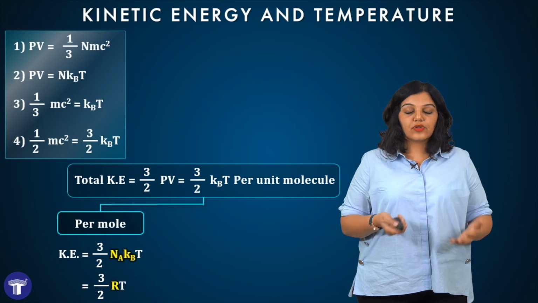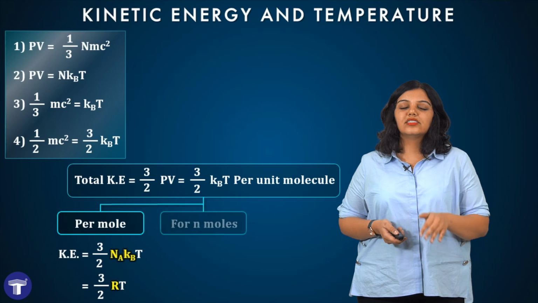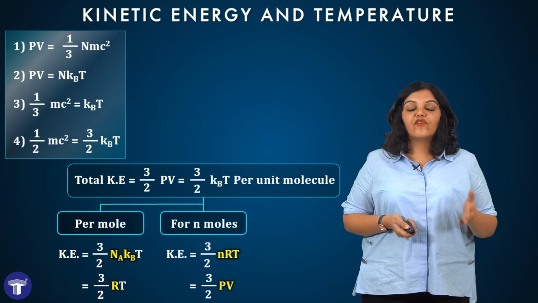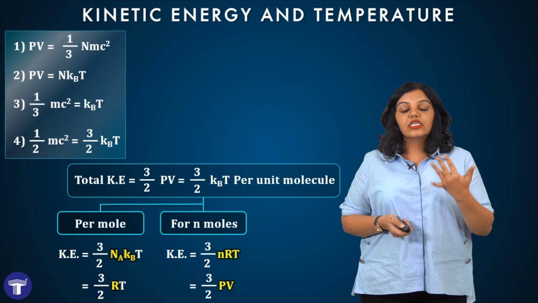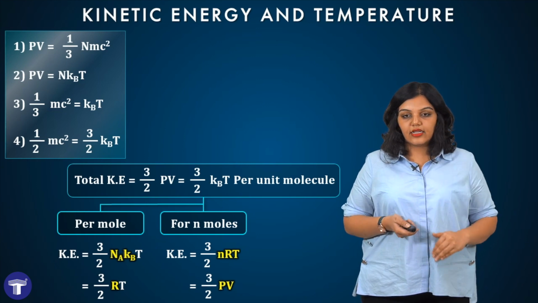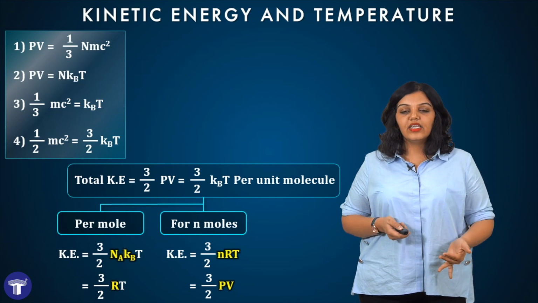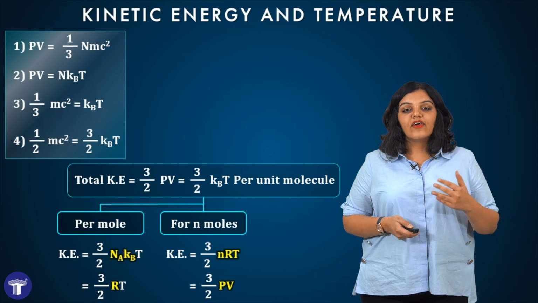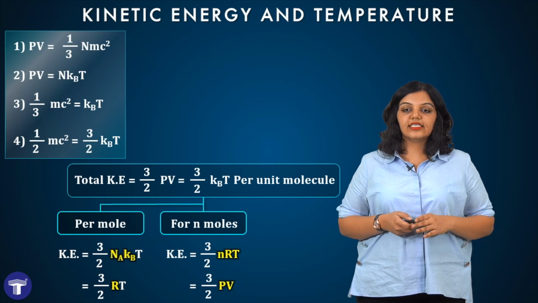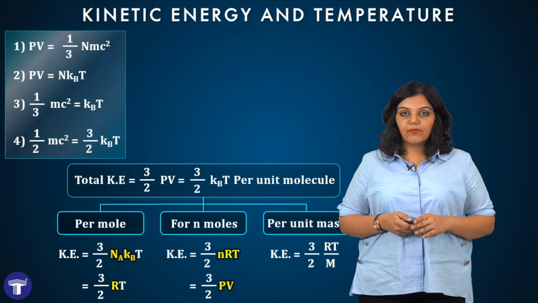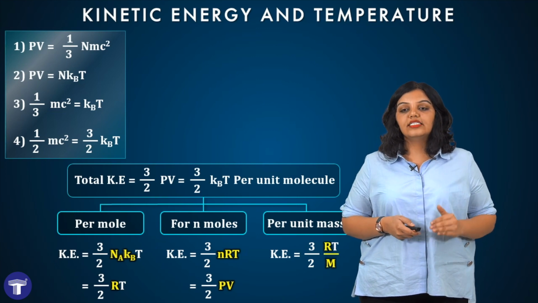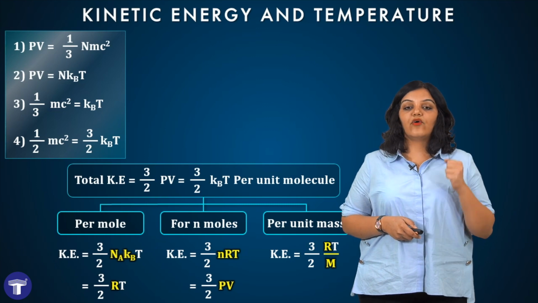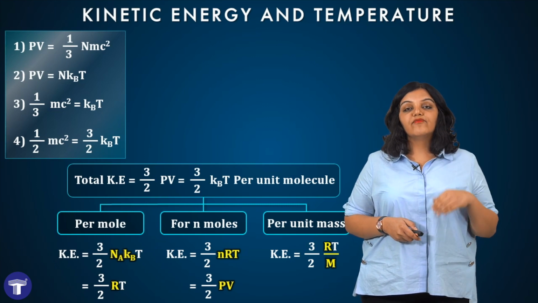I can also write down the total kinetic energy for n moles, and I do this simply by multiplying the previous expression by n. We saw that KE for 1 mole was 3/2 RT, so KE for n moles will be 3/2 nRT, and nRT can also be written as PV, and therefore I say that KE = 3/2 PV for n moles. Finally, I can also write down the total kinetic energy per unit mass, and this will be given by 3/2 RT/m. So this is the expression for the kinetic energy for the molecule, for a mole, and per unit mass.